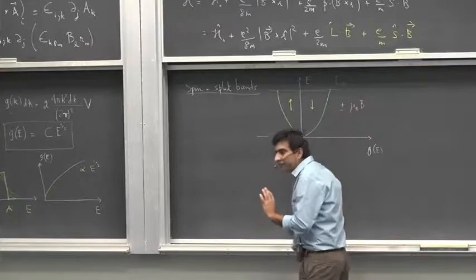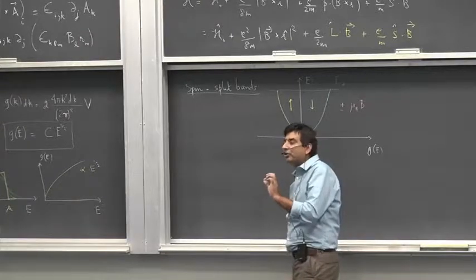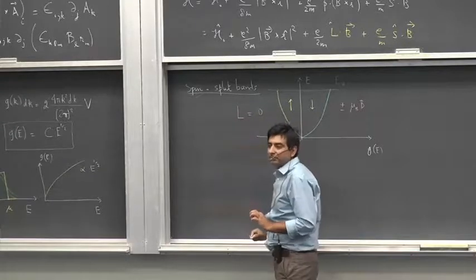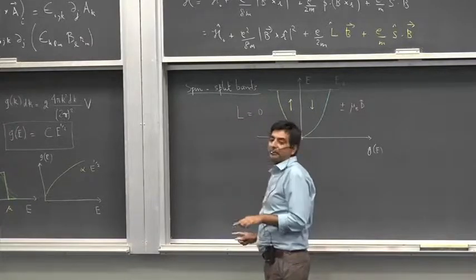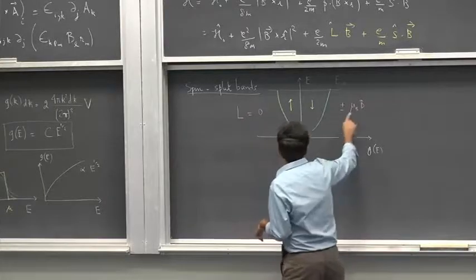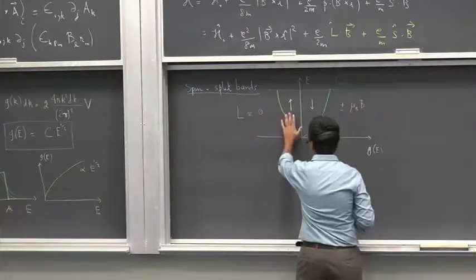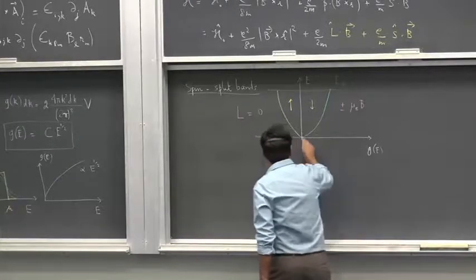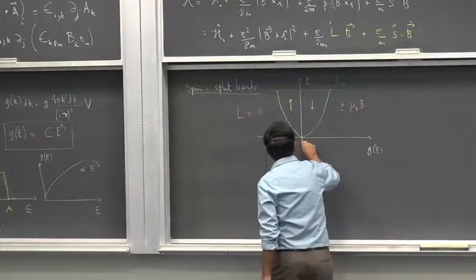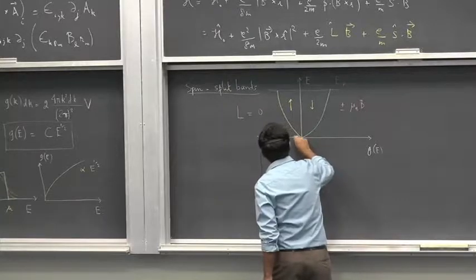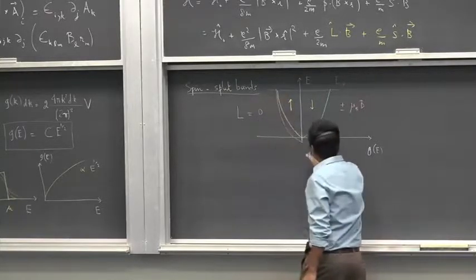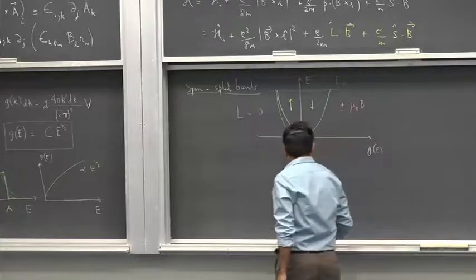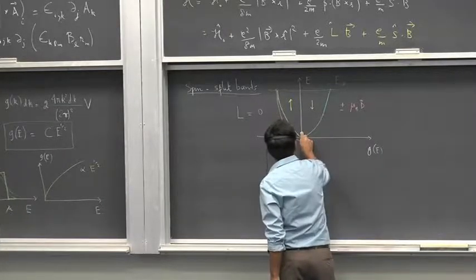Okay? Right now we are assuming that the free electron has an orbital angular momentum 0. Keep that in mind. Okay, so its magnetic moment is purely due to spin. Hence its moment is mu B. So these electrons will lower their energy by mu B. So what's going to happen is that this band is going to shift downwards a little bit. This band is going to shift upwards.